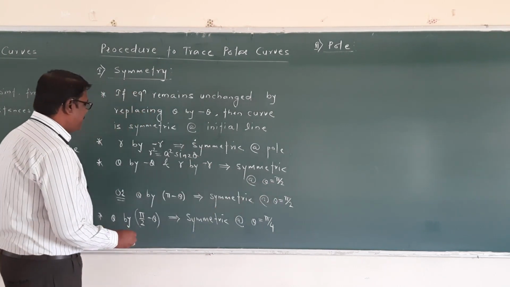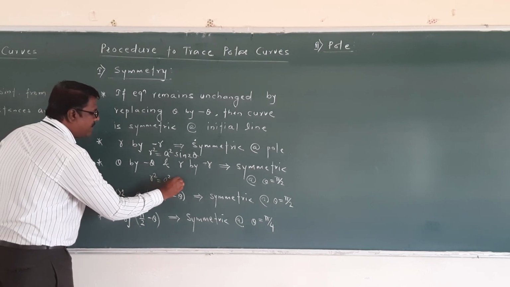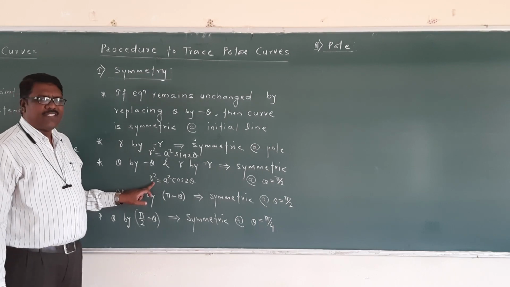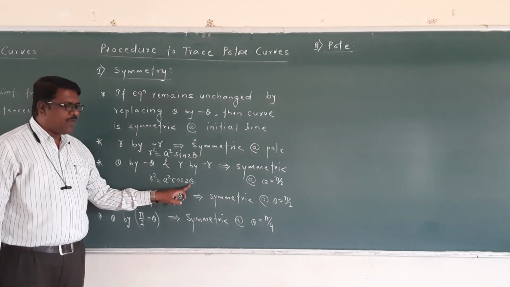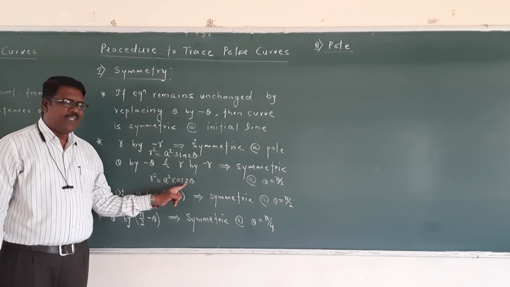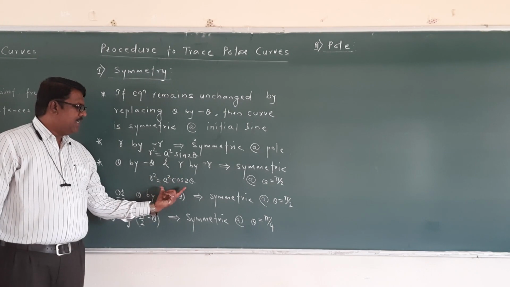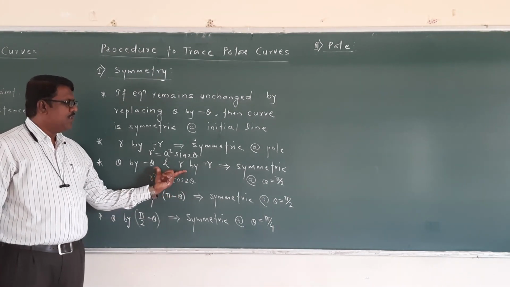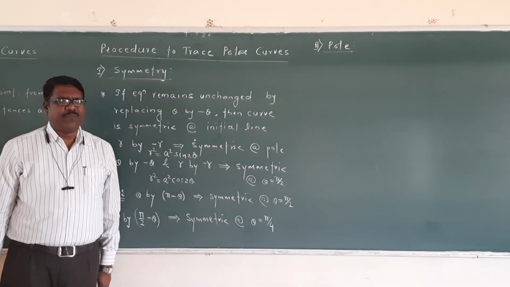For example, suppose I take r square is equal to a square cos 2 theta. If I replace r by minus r, this r square will remain as it is. If I replace theta by minus theta, then cos of minus angle is cos of plus angle, so cos 2 theta will remain as it is. Therefore this equation remains as it is after replacement of these two, and the curve is symmetric about the line theta equal to pi by 2.